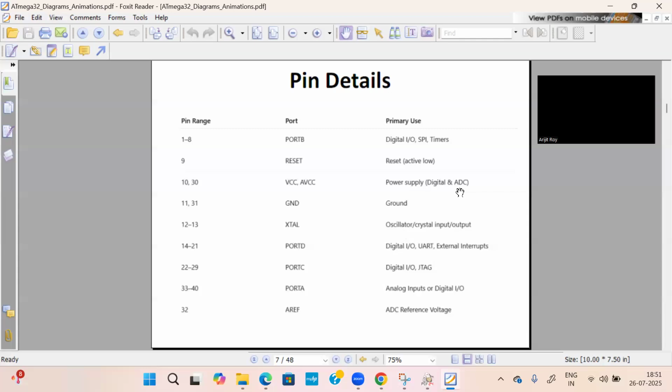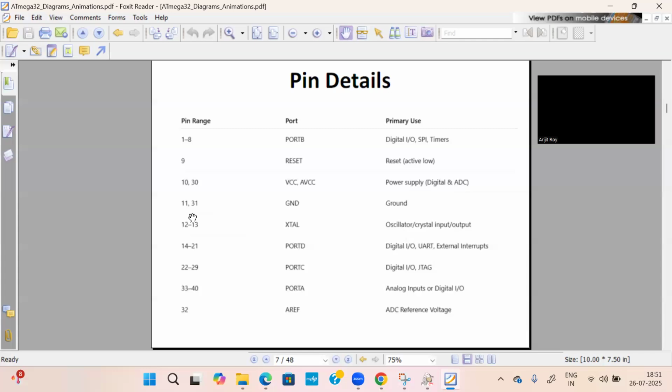Next, pin numbers 11 and 31, both pins are used as ground. We know that every electronic IC needs ground pins. So these two pins are used as ground.